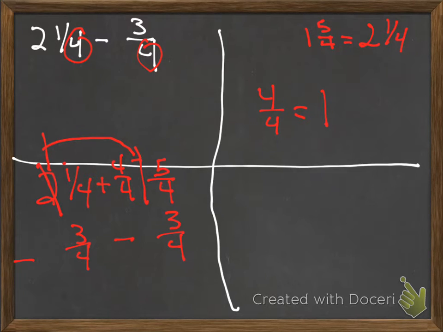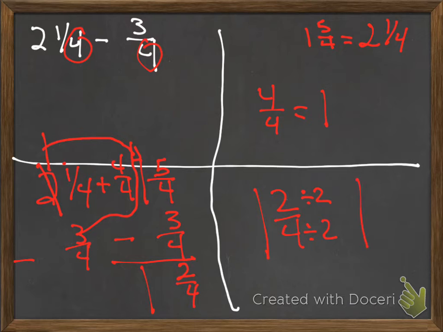So, okay, here's my new problem right here. Now I can take 3/4 away from 5/4, and that will give me 2/4. And then I just bring my whole number down. So then I have 1 2/4. 2/4 can be reduced by dividing the numerator and the denominator by 2, and that will give me 1 and 1/2.